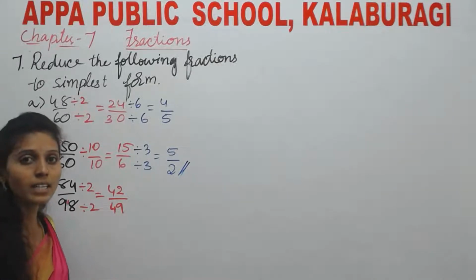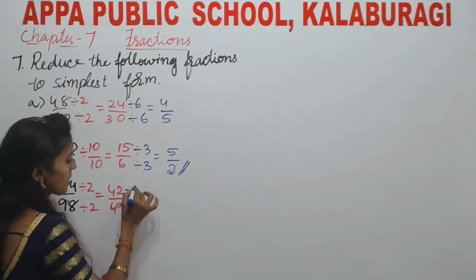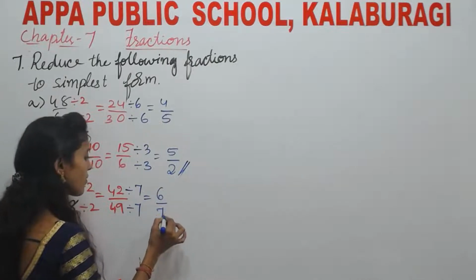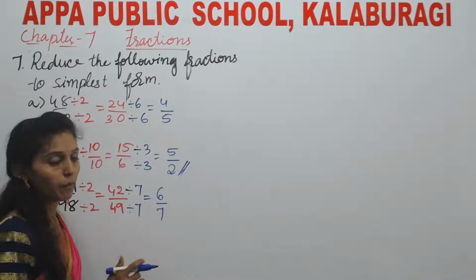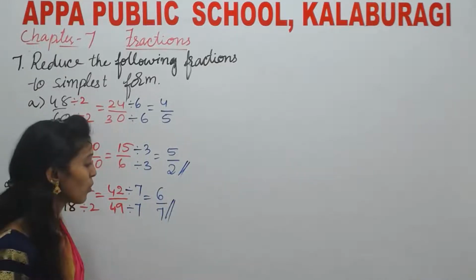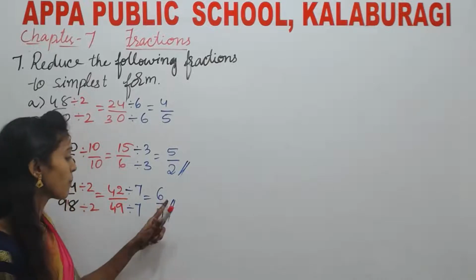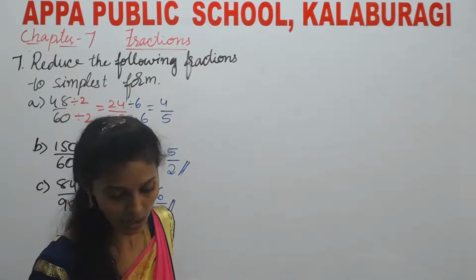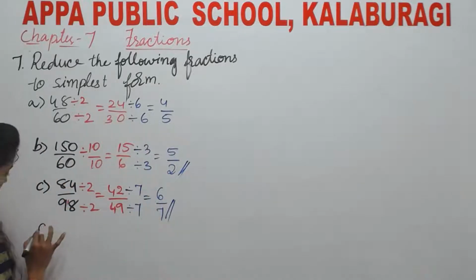In which table will you get them? Both are there in the 7th table. So, 6 and 7. Now, these two are co-prime. These two are divisible by 1 only, not by any other number. Therefore, this is the simplest form of this fraction. Got it? Yes. Next one is 12 by 52.